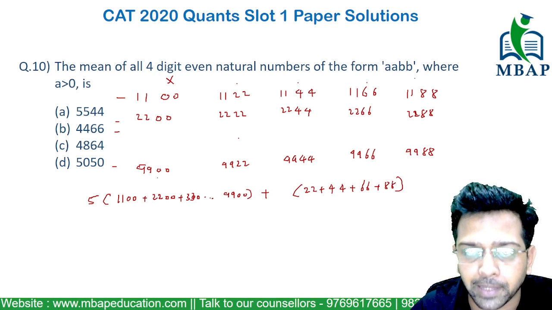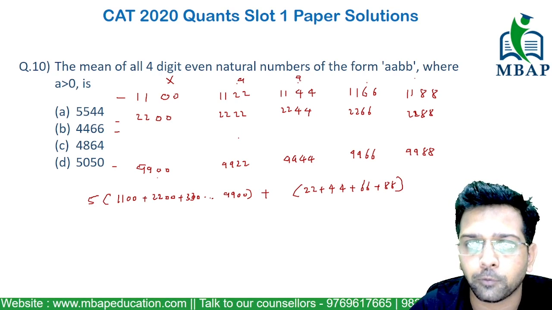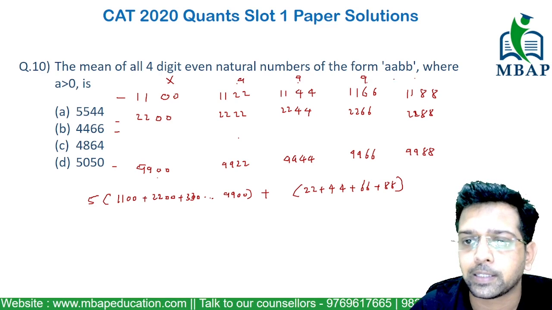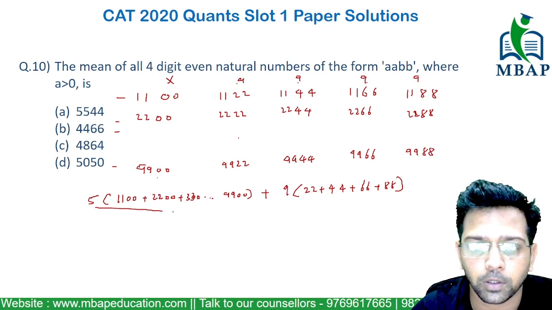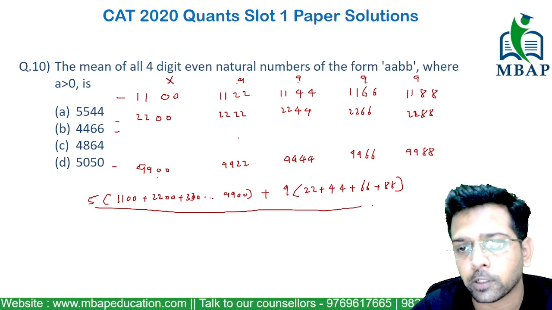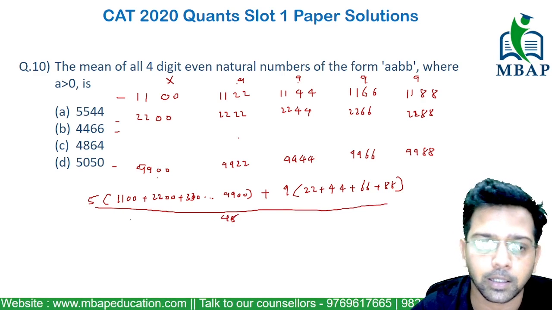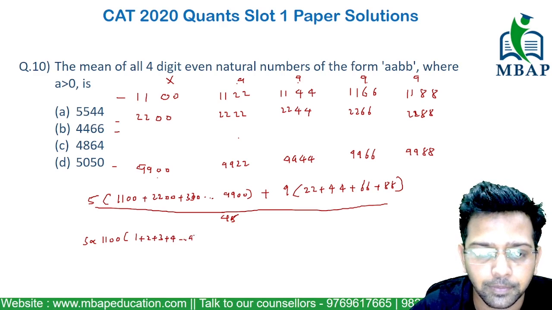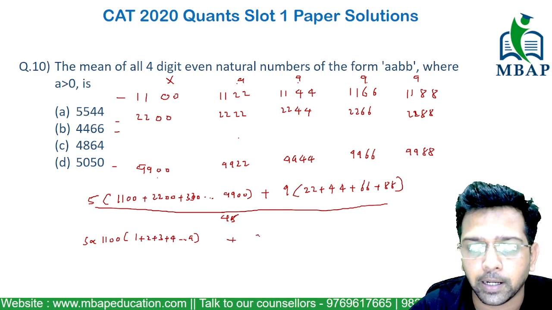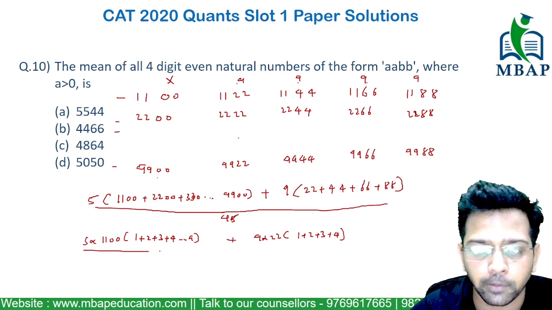Now 22 will come 9 times in column 2, 44 will come 9 times here, 66 will come 9 times and 88 will come 9 times. This is the set of numbers which I have got, and there are a total of 45 such numbers coming out. So basically we can take 1100 again common out here. The value will come out as 1 plus 2 plus 3 plus 4 till 9. Plus again you take 9 into 22 common out, 1 plus 2 plus 3 plus 4, which will be the set of numbers you have to solve.